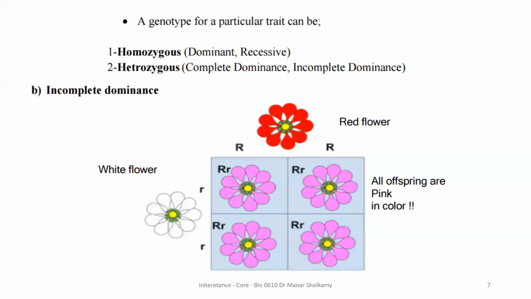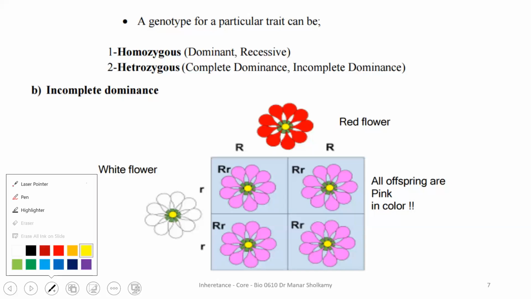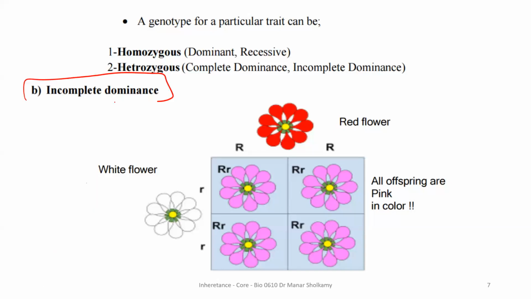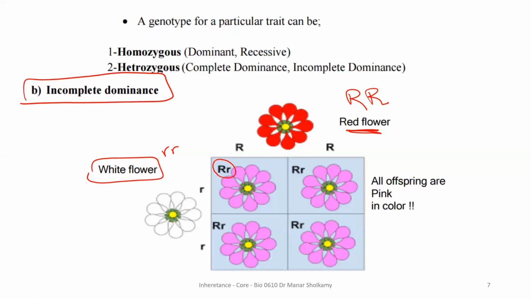Okay? Now, we want to talk about something called incomplete dominance. What is incomplete dominance? This is the example here in front of you. I have a red flower that is homozygous dominant, R capital and R capital. And I have a white flower that is homozygous recessive, R small, R small. And we made a Punnett square, and all the children were heterozygous, R capital, R small.